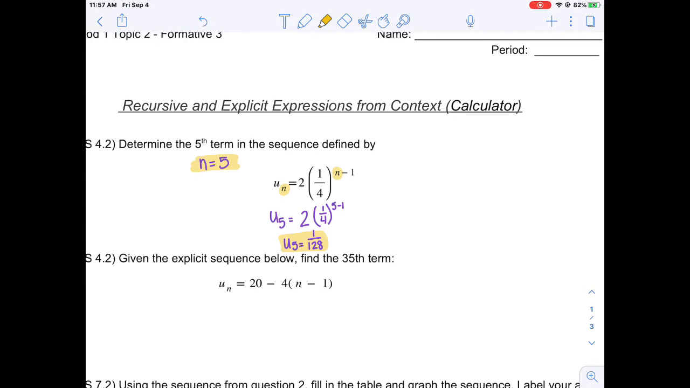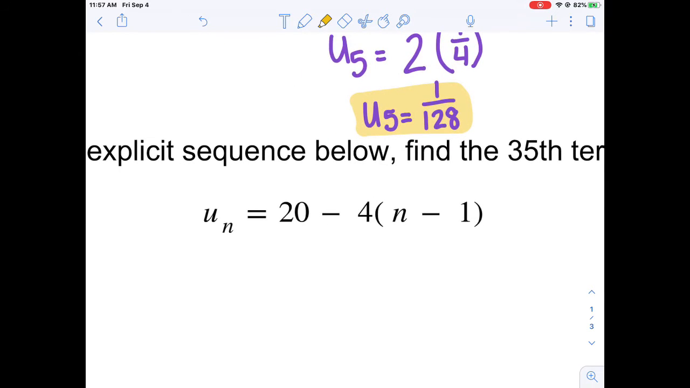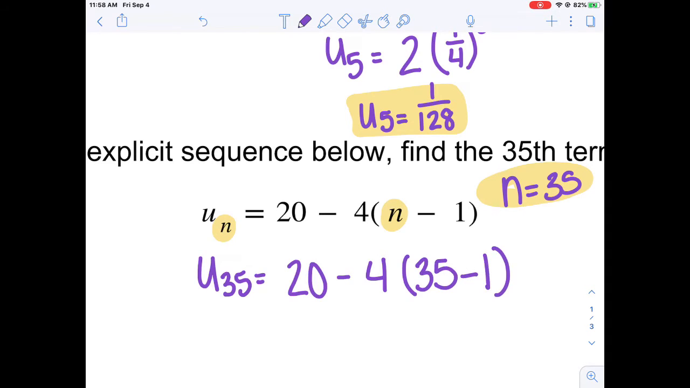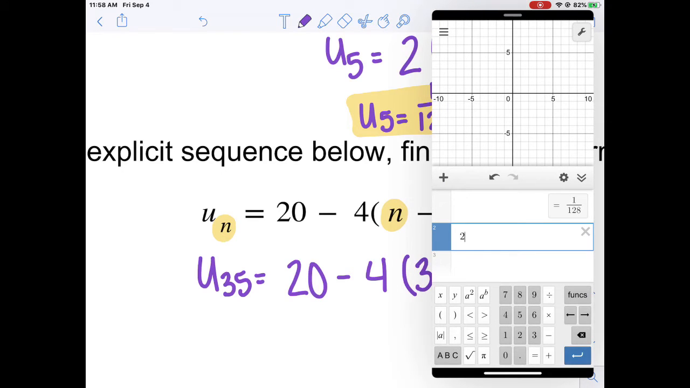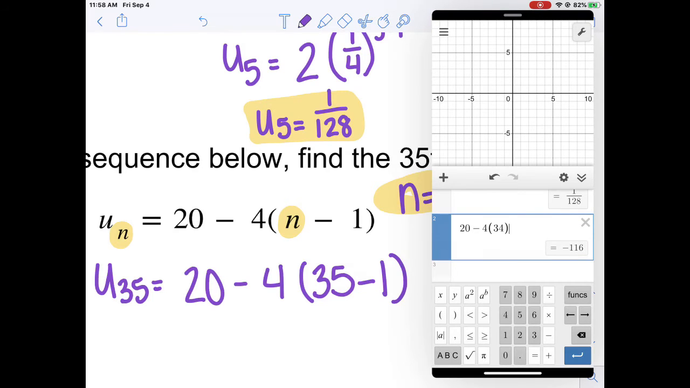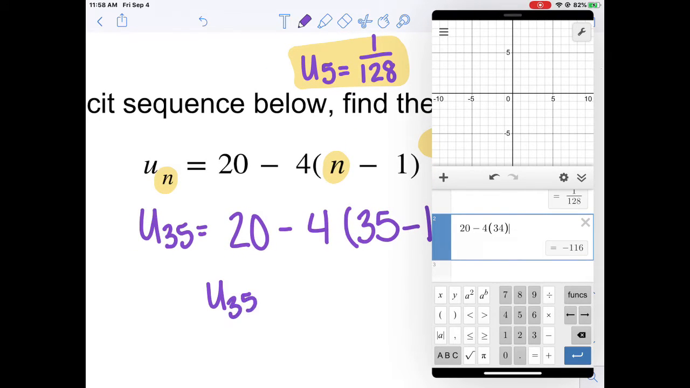Number 2, given the explicit sequence below, find the 35th term. And we have our given equation. So when n equals 35. Again, everywhere I see an n, I'm plugging in 35 for the 35th term. So u sub 35 equals 20 minus 4 times 35 minus 1. Bring back up my Desmos. I have 20 minus 4 times 35 minus 1 is just 34. So I have the 35th term as negative 116.